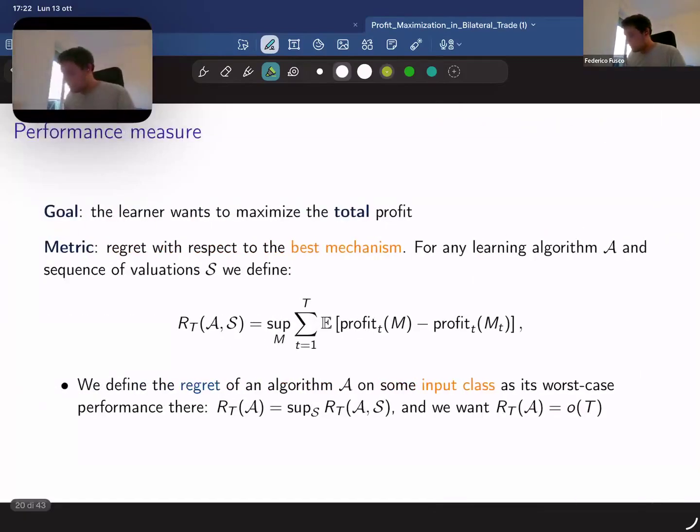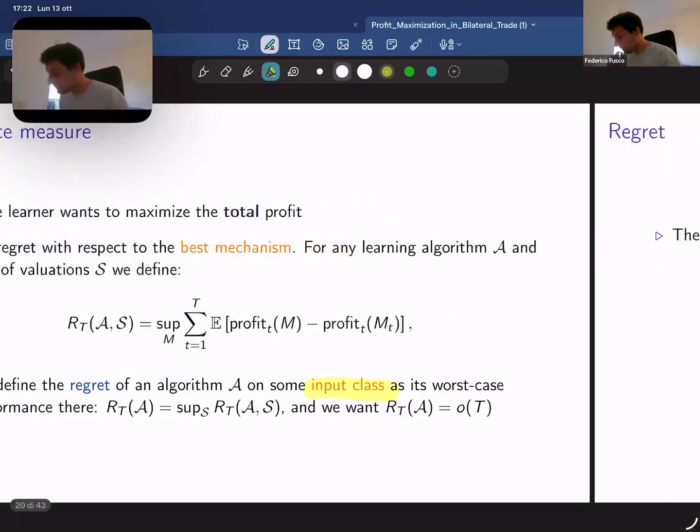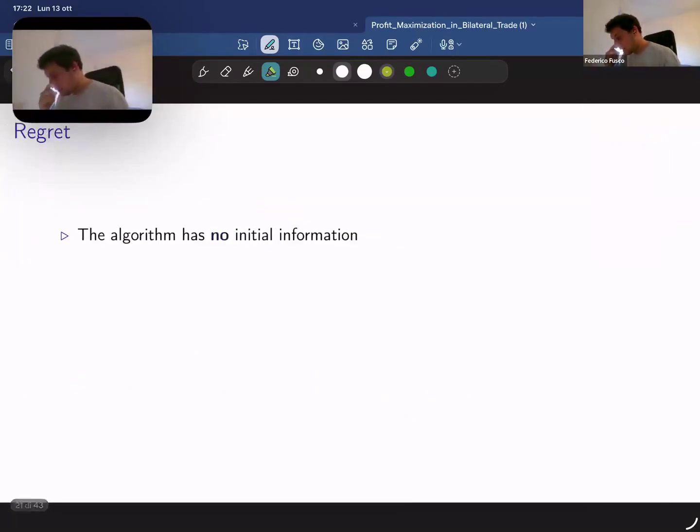Okay, perfect. Now, clearly I have to specify the family to which the input sequence belongs. So depending on the family of inputs that I'm considering, I will get different regret rates. To recap, in online learning, as opposed to the Bayesian setting, the algorithm has no initial information.